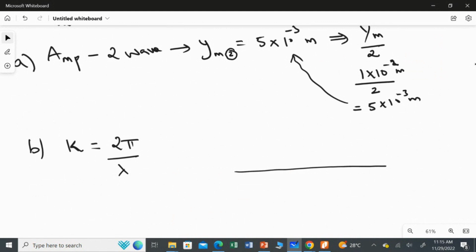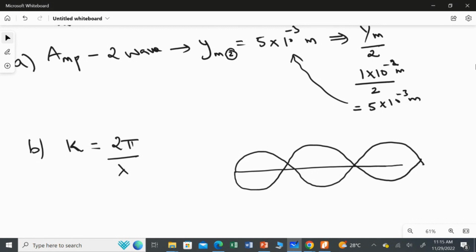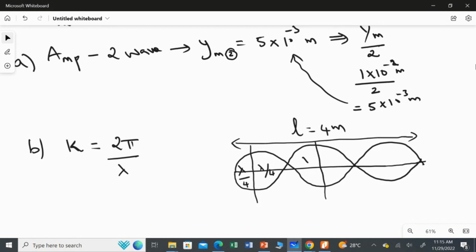Am I right? Better I can draw the diagram one more time. So you have 3 loop standing waves, right? Clear? And this is the total length of the string. What is the length of the string? They mentioned the length of the string is 4 meter, right? So now we have to identify how many lambdas are here. As I already mentioned in the previous question, if you have one loop, each loop has a quarter of lambda. So how many lambda over 4 do you have? Here we have lambda over 4. Here also we have another lambda over 4.